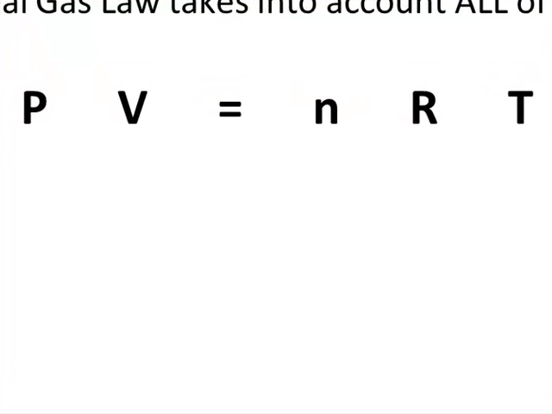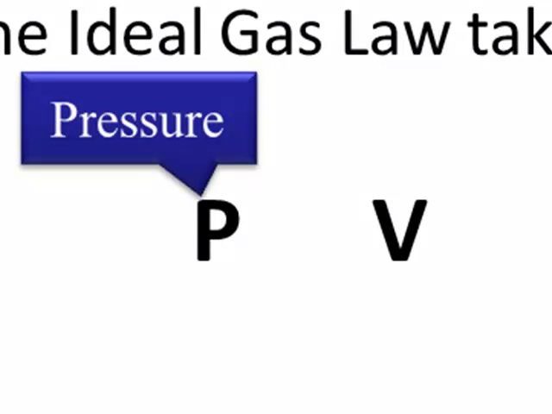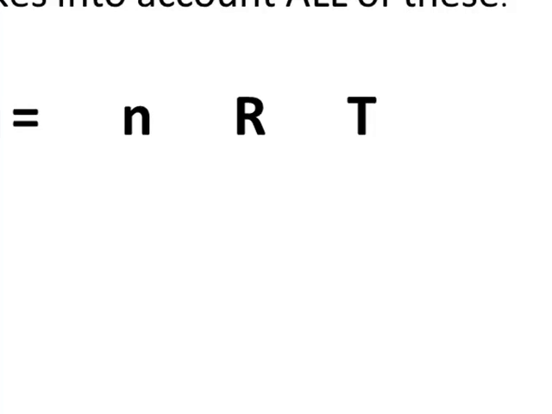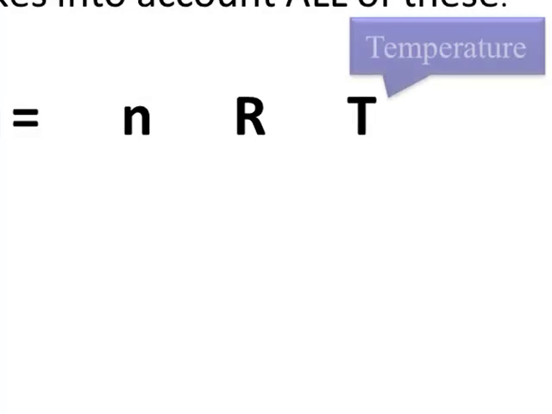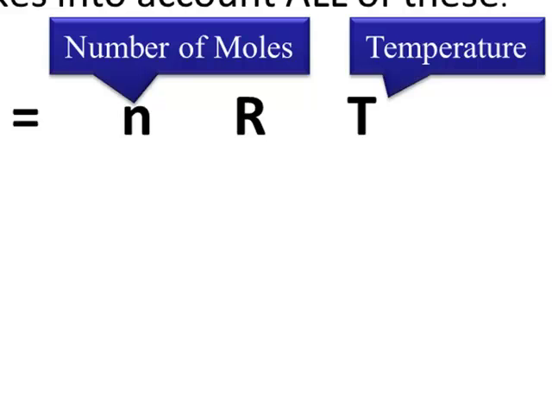It's almost a deceptively simple law. The ideal gas law says that P times V is equal to N times R times T. You'll recognize some of these as variables. For instance, P stands for pressure, and V stands for volume. On the other side of the equation, we have three different variables. T is for temperature, which we already know has to be in Kelvin. N stands for the number of moles, in other words, the amount of gas present.